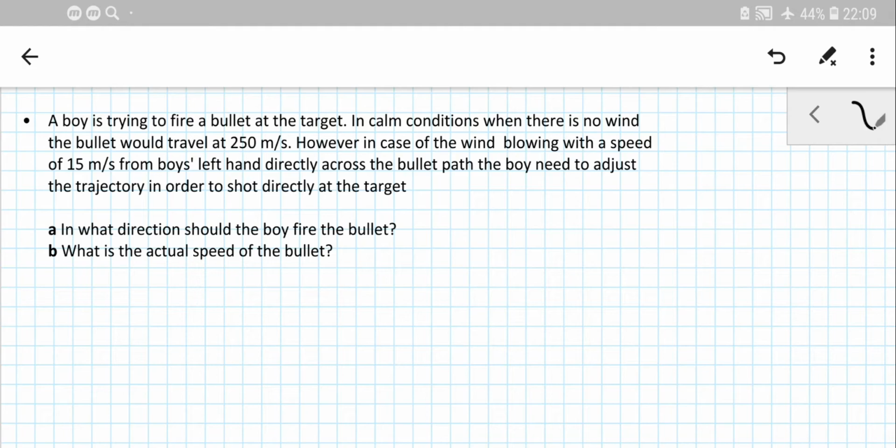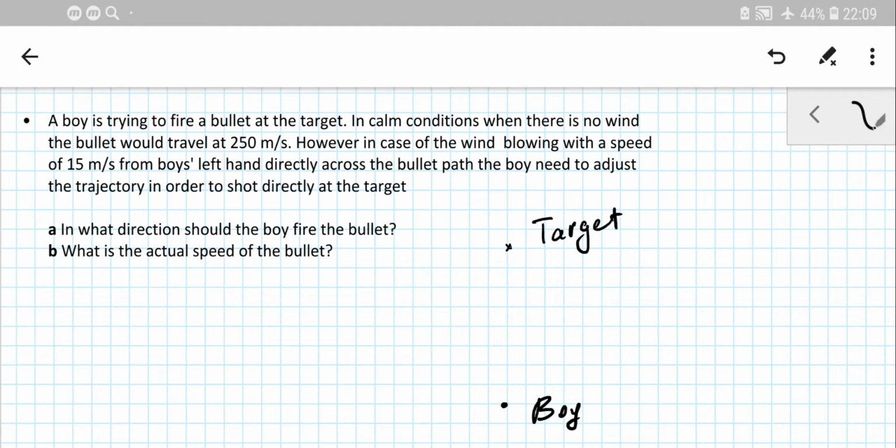Let's set up the boy, which is here. Let's say the target is here, straight to the north. In calm conditions, when there is no wind, the boy will fire that way, to the north, and with a speed of 250 meters per second, it will get to the target.